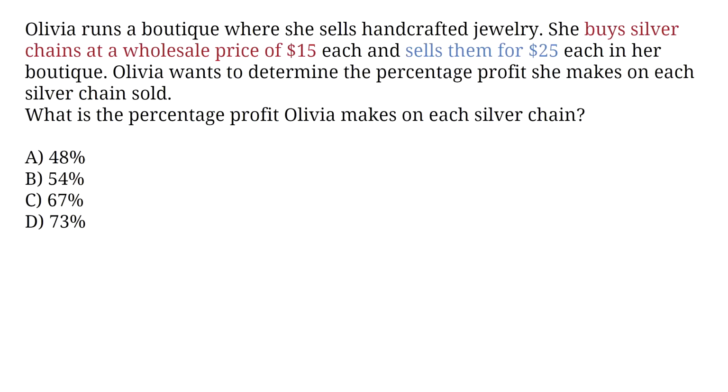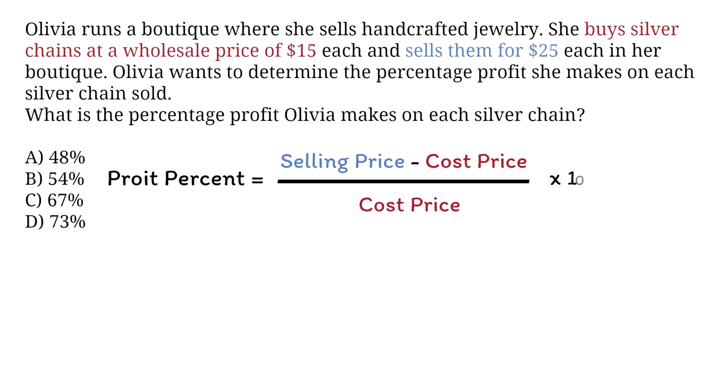A. 48%. B. 54%. C. 67%. D. 73%. The formula for finding profit percent is the selling price minus the cost price over the cost price times 100. The selling price minus the cost price is the same as the profit. So if the value for the profit is given, you can use that rather. This is not a formula that is usually given on the GED. We are just going to plug our values in.